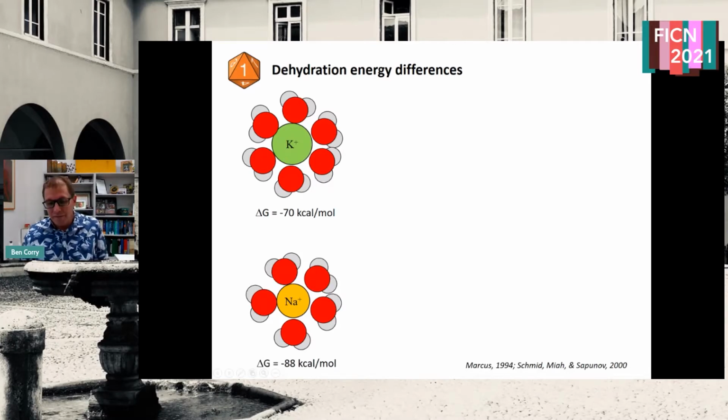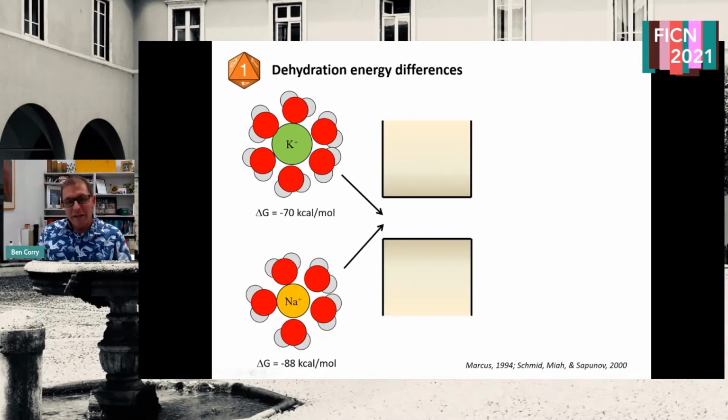But this attraction is different for different ions. So you're probably quite familiar with the fact that sodium holds onto its hydration shell more tightly than potassium. One way we can quantify that is with the hydration free energy. This is how much energy is released when the ion is placed into water, and the magnitude is greater for sodium than it is for potassium. Conversely, we can say it takes more energy to remove those waters from sodium than from potassium.